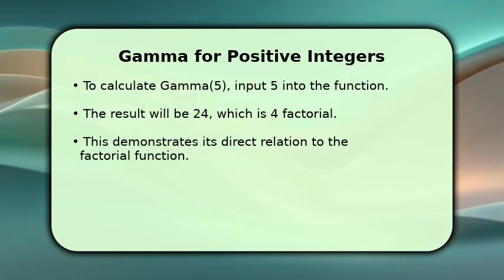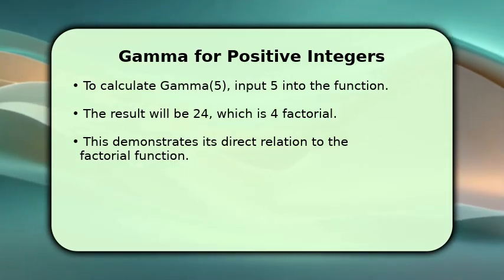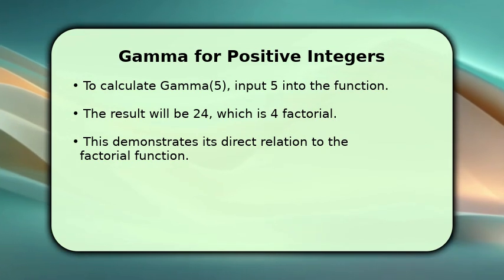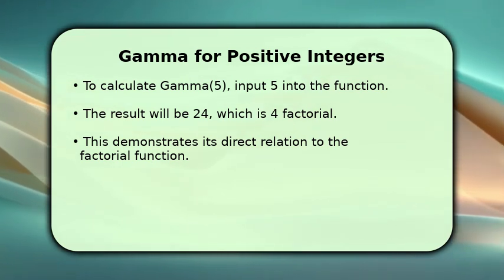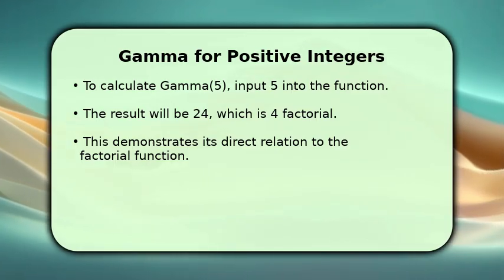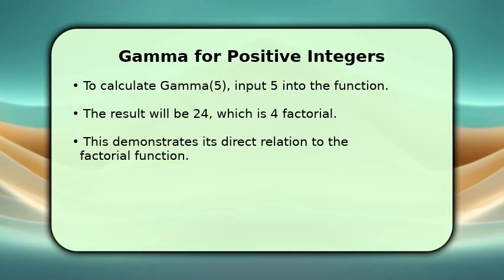If you want to calculate gamma of 5, you would input the number 5 into your calculator's gamma function. The result you'll get is 24. This is because for any positive integer n, gamma of n is equivalent to (n minus 1) factorial. So, gamma of 5 is the same as 4 factorial, which is 24.